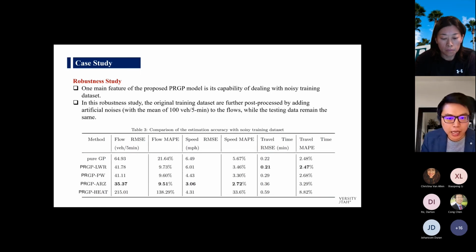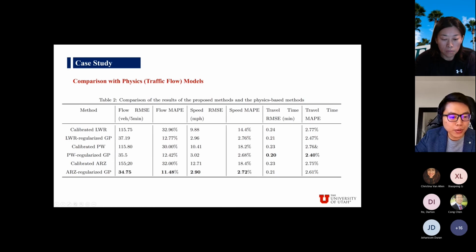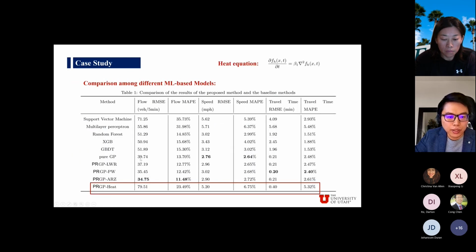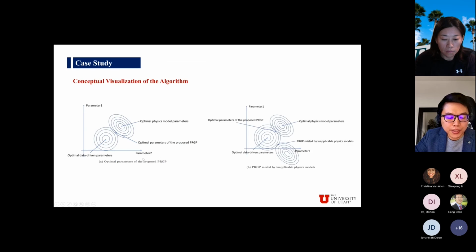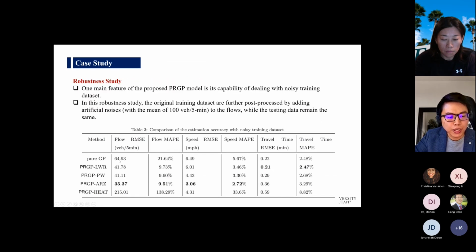Actually, we add the noise to about 50% of the training data set, also a very large portion of the data. Then we implement the PRGP again and look at the resulting performance. Now if you look at the pure Gaussian process dealing with the noisy data set, the flow RMSE has increased to 64.93. Compared to the previous one with good data, where the RMSE is only about 39, the pure machine learning has increased to 64. But still, by looking at the PRGP, we can still have a very good performance.